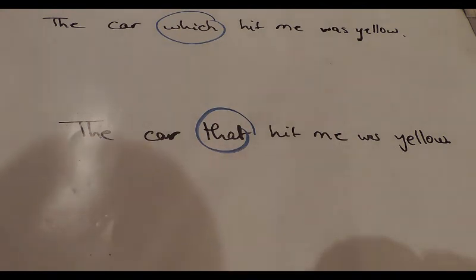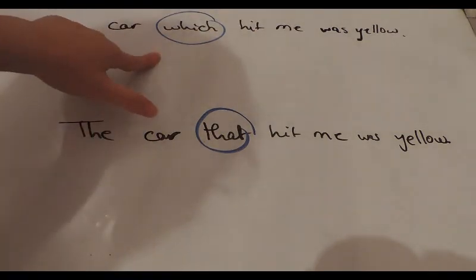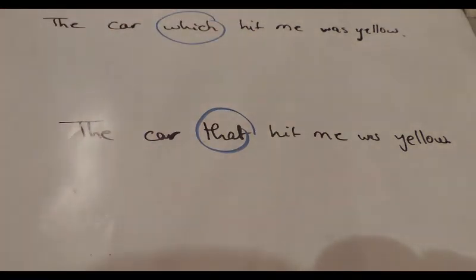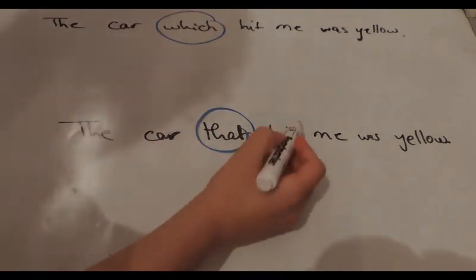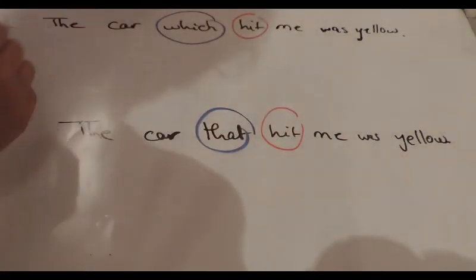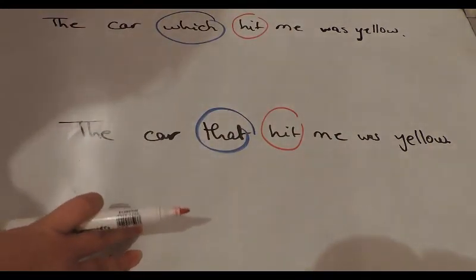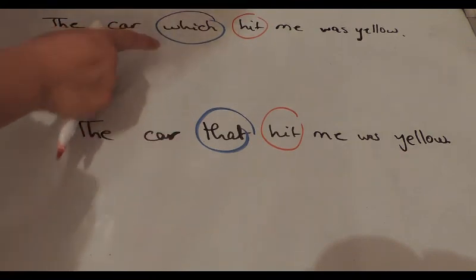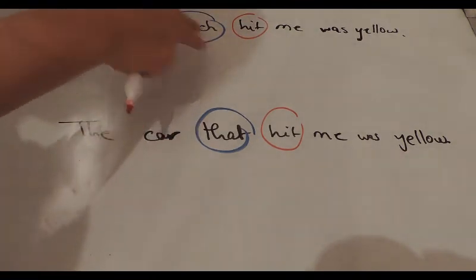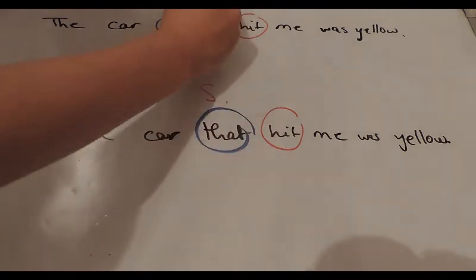Now, I also will show you how this is subject. Again, since which here comes before the verb, the first thing I do is spot the verb, which is hit. And since here the pronoun comes before the verb, then it is subject.